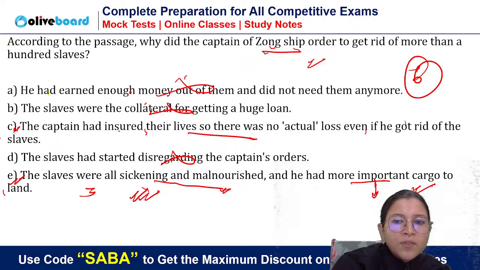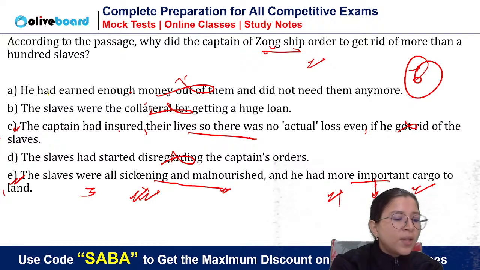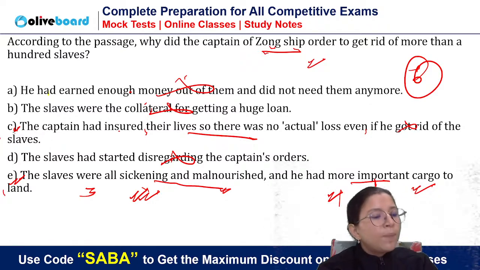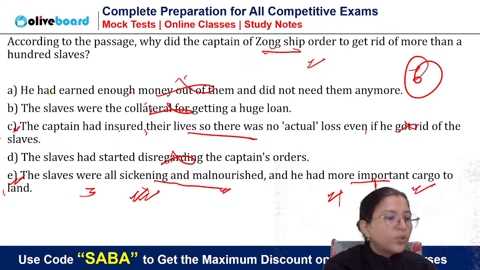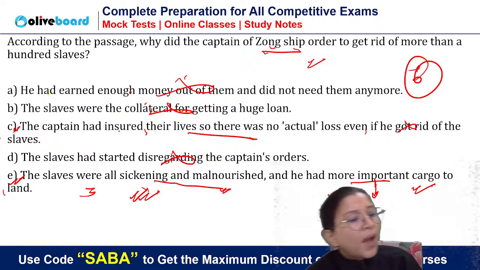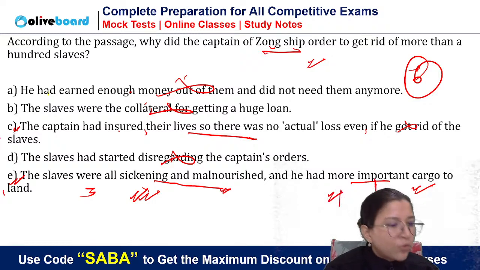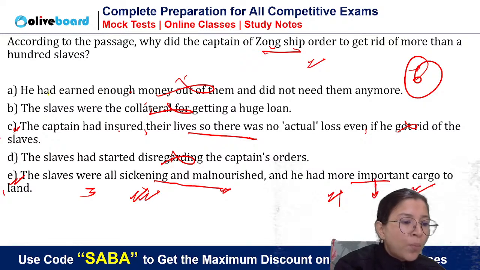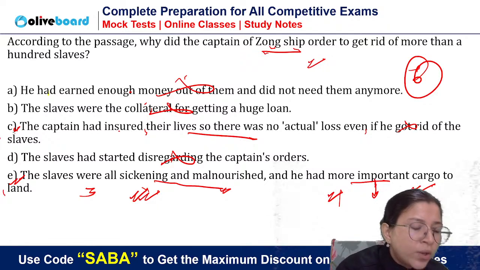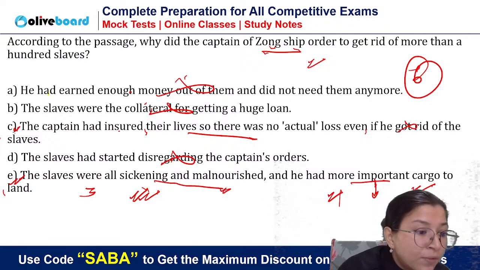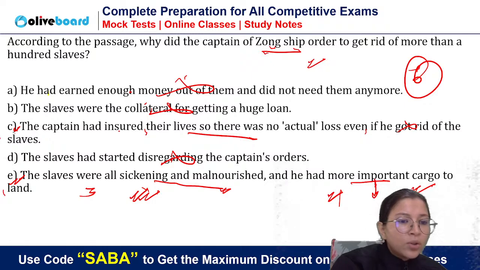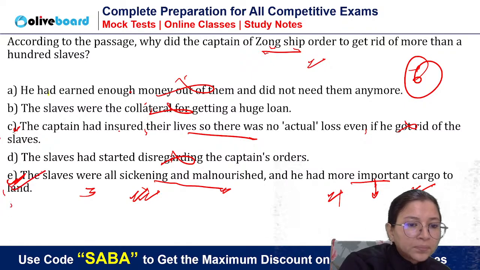There was no actual loss if he got rid of them, not this. The risk was to the cargo; he had to save his cargo. That is why. As I explained, generally people used to throw the cargo, the goods, to save the lives of the people. But here the opposite case is there. The cargo was more important and the slaves were already insured. So he ordered to throw 133 slaves into the water. Okay, so that is the sense. My God.